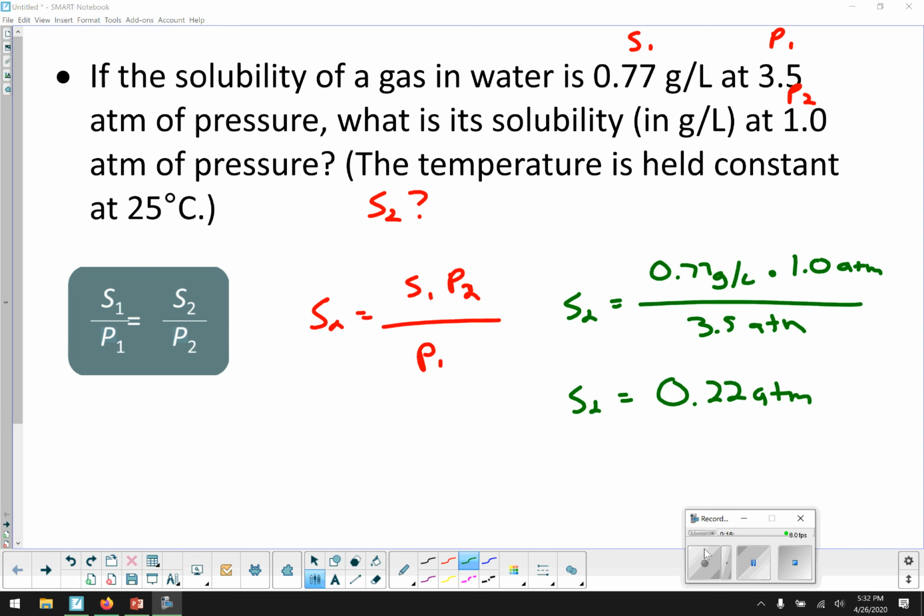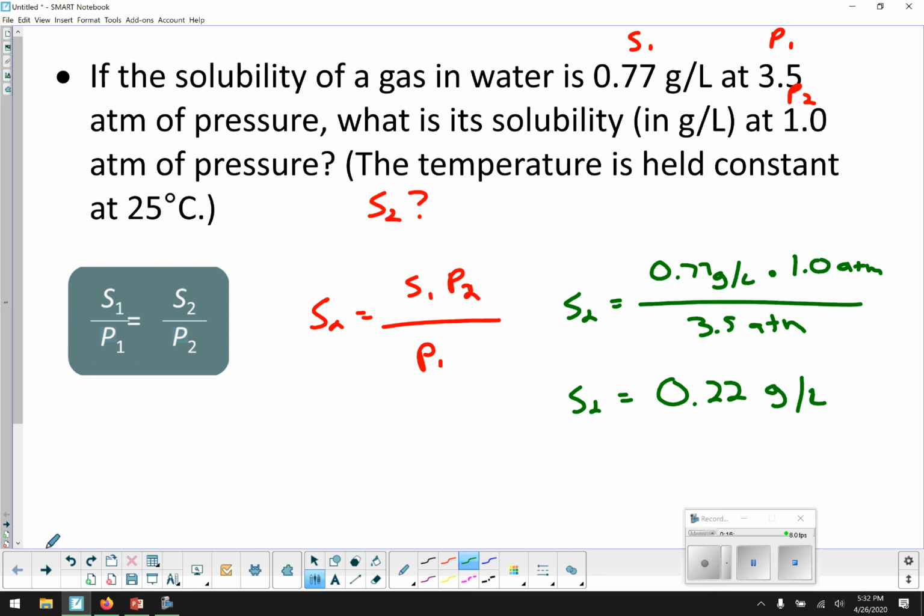Okay, and you'll see if I set it up and do the math, if this gas has a solubility of 0.77 grams per liter at 3.5 atmospheres, it would have 0.22 grams per liter. I don't know why I put gallons there. That's pretty terrible. I will correct that. So 0.22 grams per liter solubility at 1 atmosphere.